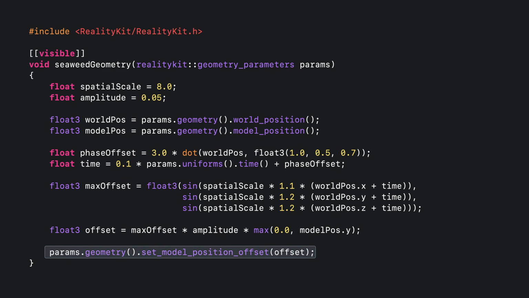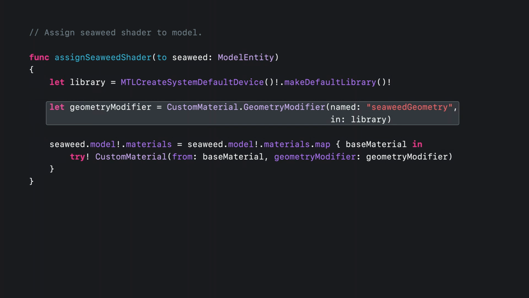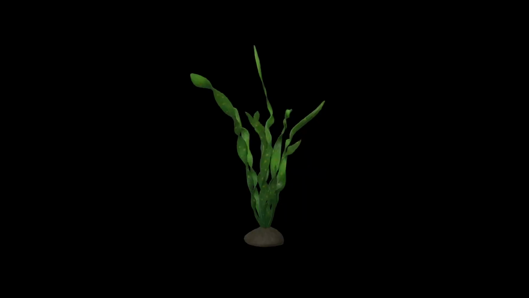Let's switch to our ARView subclass written in Swift. We start by loading our app's default Metal library, which contains our shader. Next, we construct a geometry modifier using our shader's name and library. For each material on the seaweed, we create a new custom material. We pass the existing material as the first parameter to custom material, so that it inherits the textures and material properties from our base material, while adding our geometry modifier.